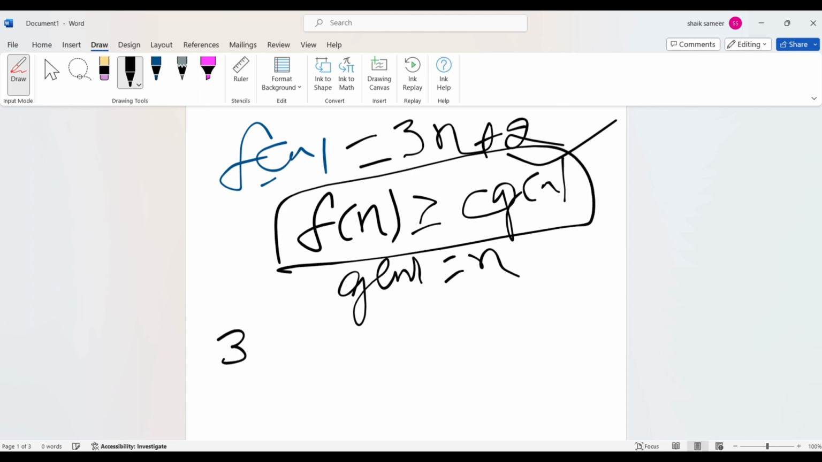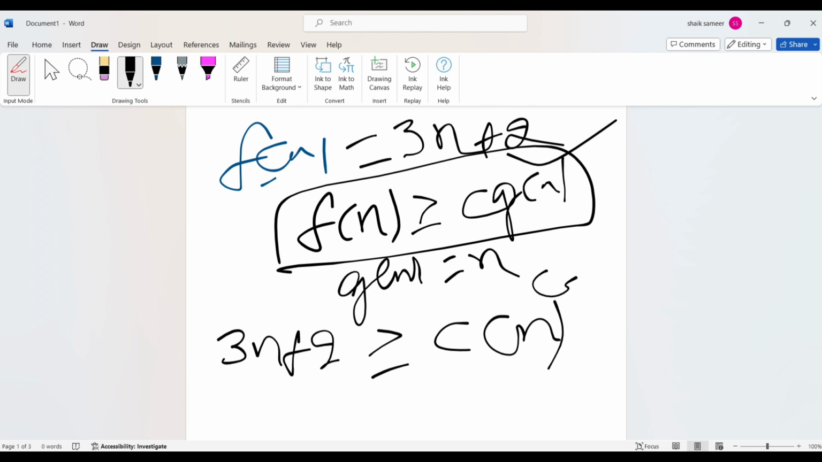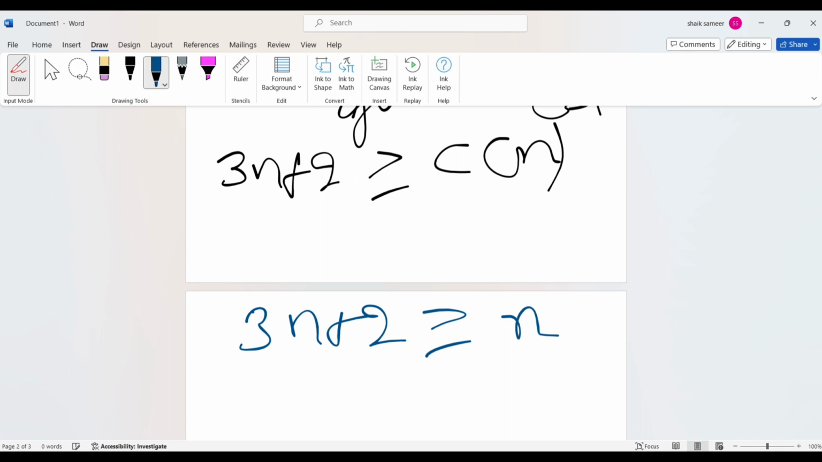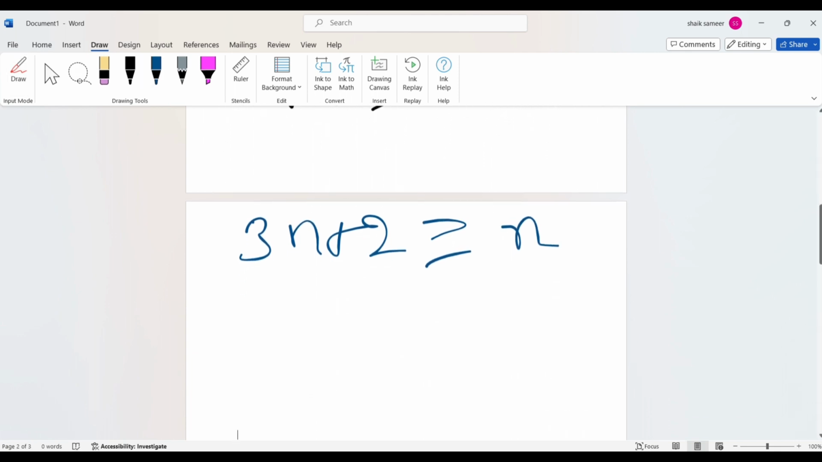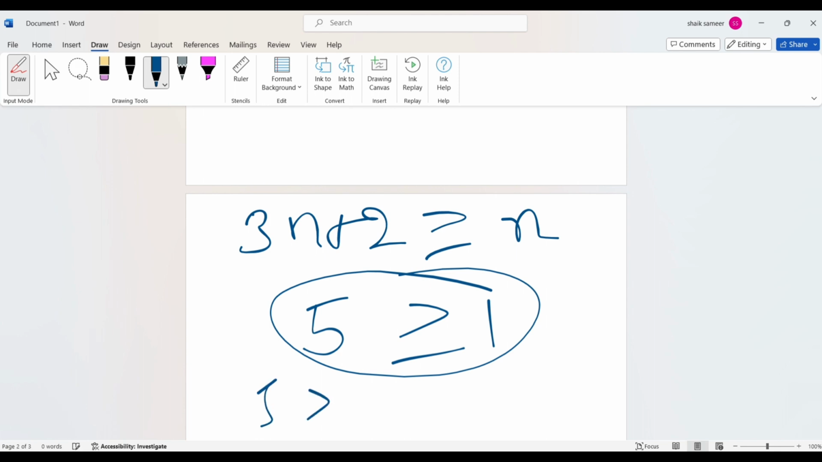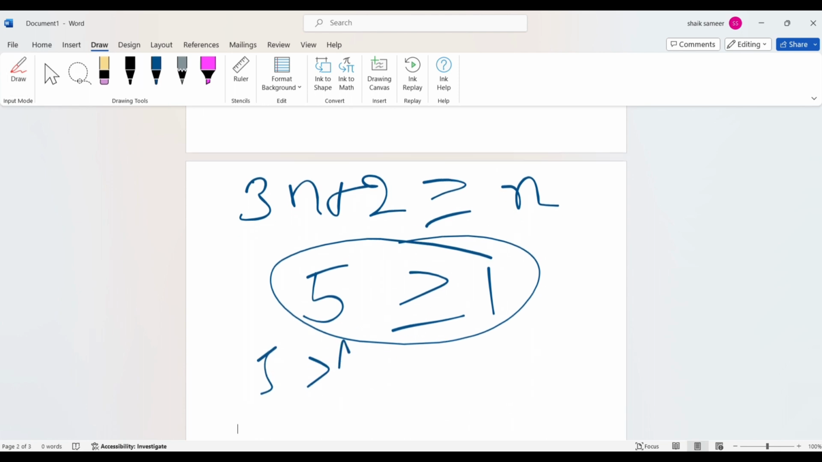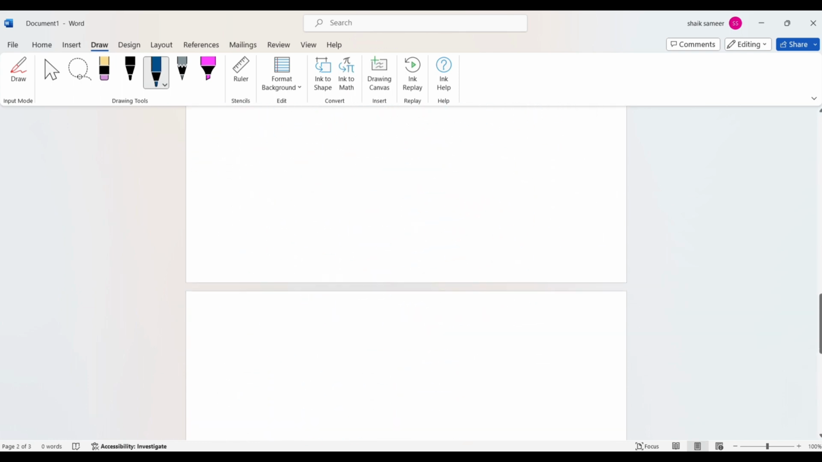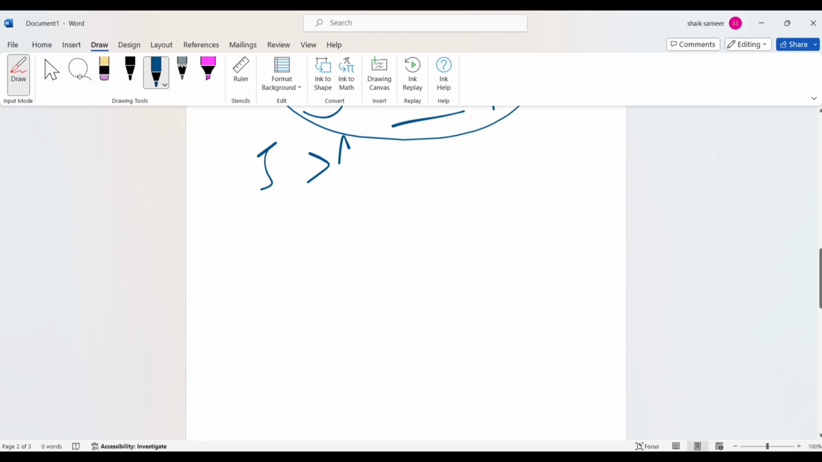3n plus 2 greater than or equal to c into n. If I substitute c equal to 1, this becomes 3n plus 2 greater than or equal to n. If I substitute n equal to 1, on the left hand side I get 5, and on the right hand side I get 1. So this condition becomes true, because 5 is always greater than 1.